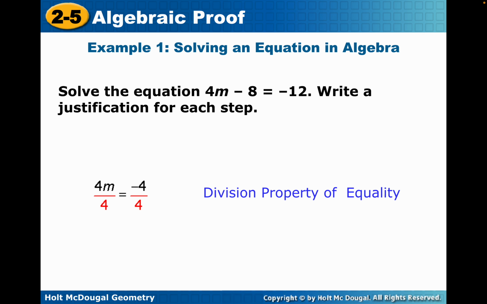And reasons. Okay. So this equation that we have first is 4m minus 8 equals 12. I know most of us should know just how to solve for m right away. But with this, we've got to explain each step and what property we are using.